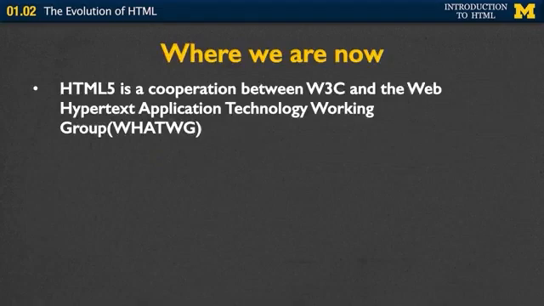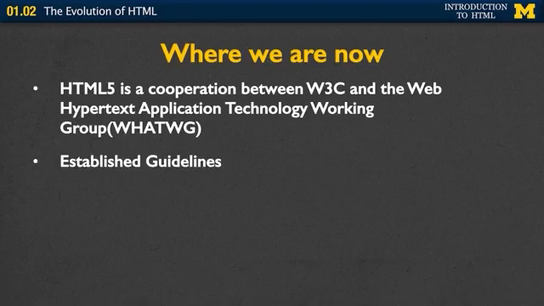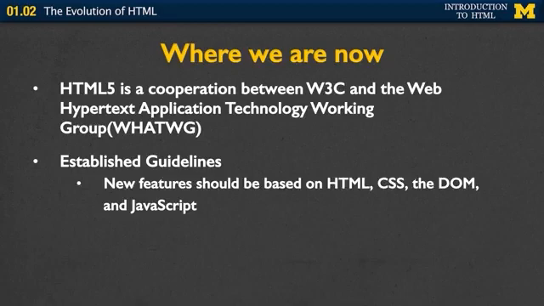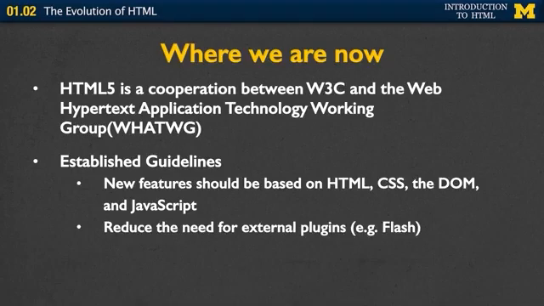HTML5 is a cooperation between the W3C and the Web Hypertext Application Technology Working Group. And what they've done is they've established these 4 guidelines for how HTML5 should be approached as browsers go to support it. The first idea is that new features should be based on HTML, CSS, which is the styling language, the DOM, and JavaScript. Nothing more.